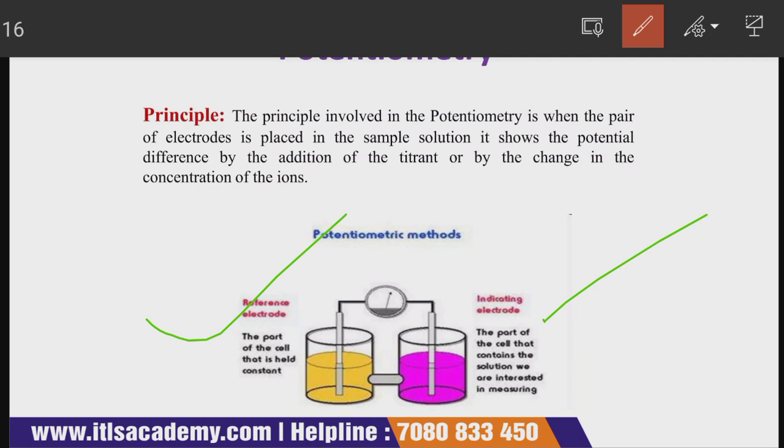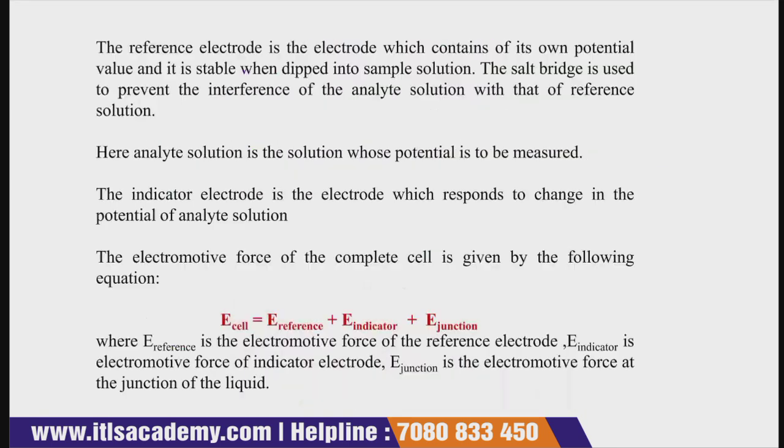Okay, so this is the basic principle behind potentiometry. The principle involved in potentiometry is that when the pair of electrodes, that is the reference electrode and the indicating electrode, are placed in the sample solution, it shows the potential difference. How does it show the potential difference? By the addition of titrant or by a change in the concentration of ions. Now let's move further and see more about the principle.